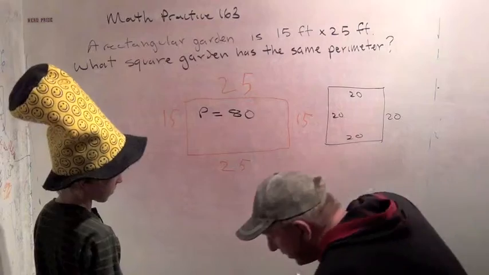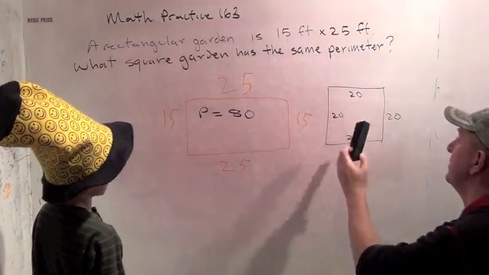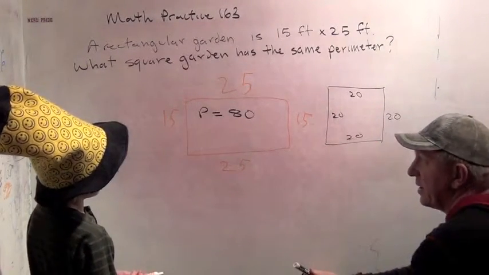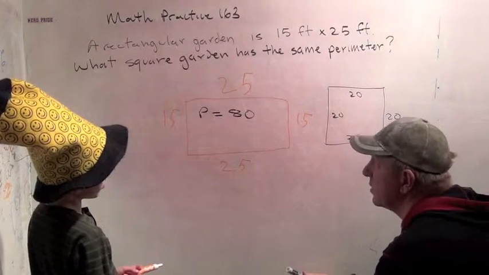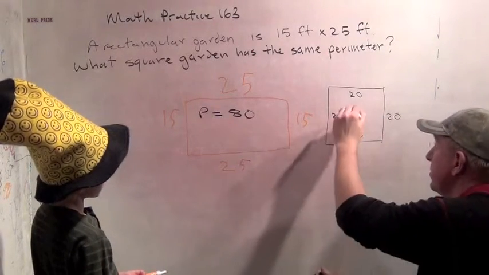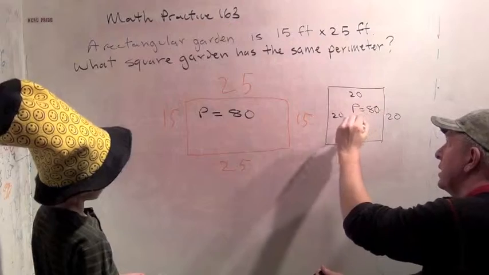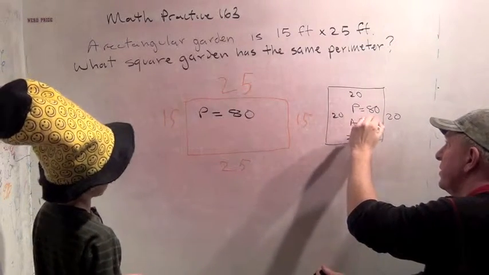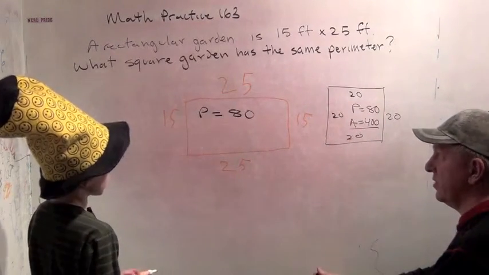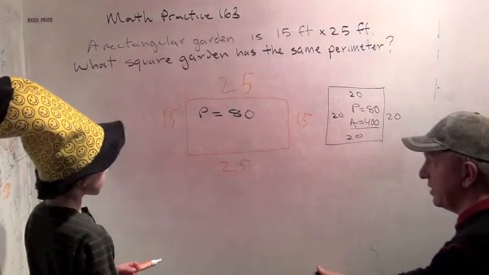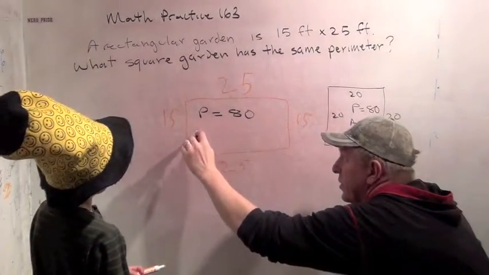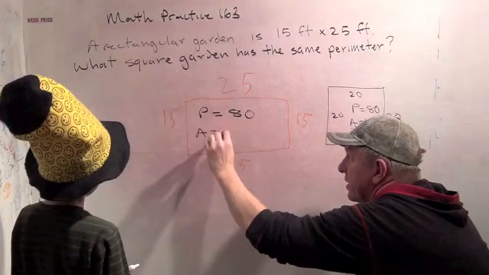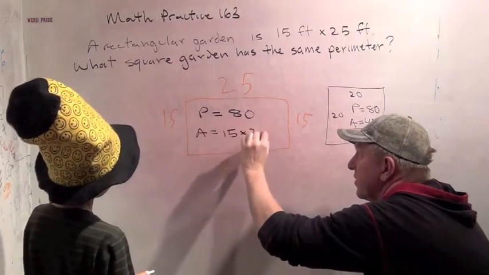Out of curiosity, what's the area of this square? How do you figure out the area? Well, it's 20 times 20, which is 400. So here the perimeter is 80 and the area is 400. That's nice to know. You think we could figure out the area here? What do we have to multiply to figure out the area? 15 times 25.